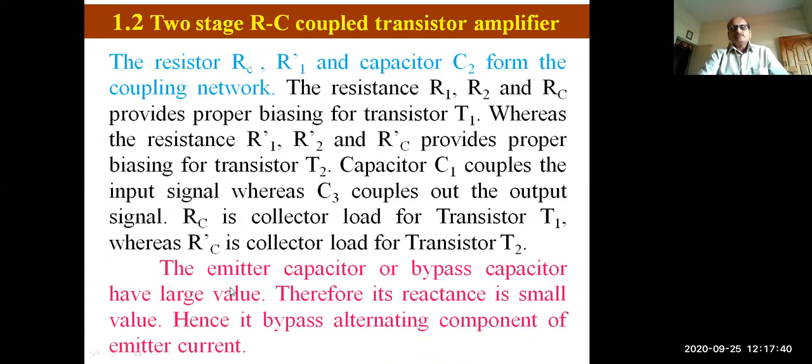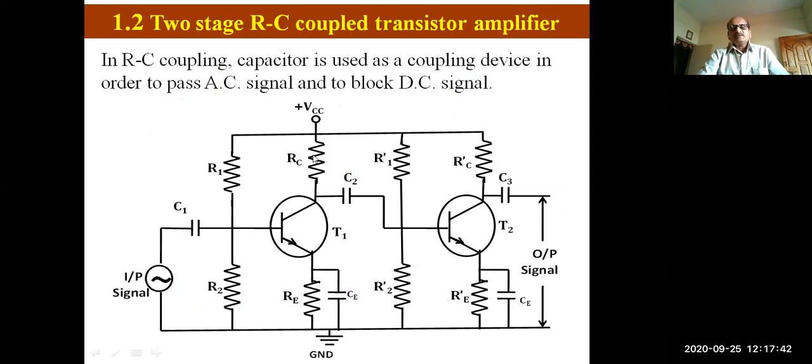Resistance R1 and R2 are voltage divider resistances. RC is the collector resistance. RE is the emitter resistance.